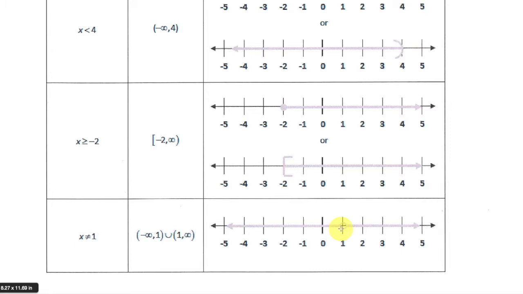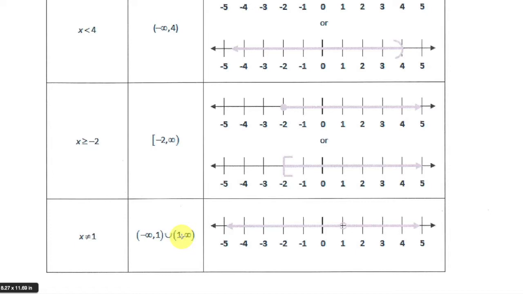Let's look at the left-hand side. I'm starting from negative infinity, and that's something I could never obtain, so that's why we have a circular bracket. And I'm going up to 1, but I'm not including the 1. So I can go up to 0.9999999, but I won't exactly have the 1. So that's shown here, starting at negative infinity, going up to the 1, but not including the 1.